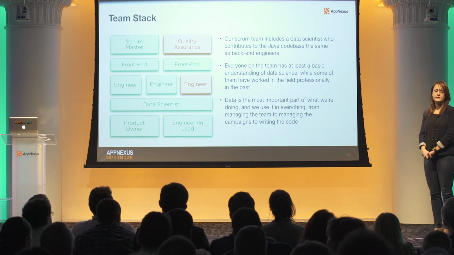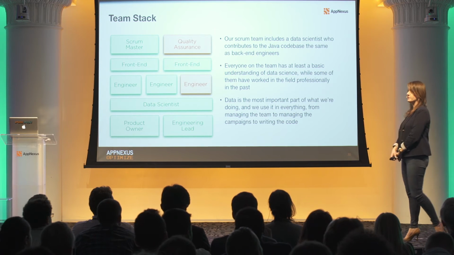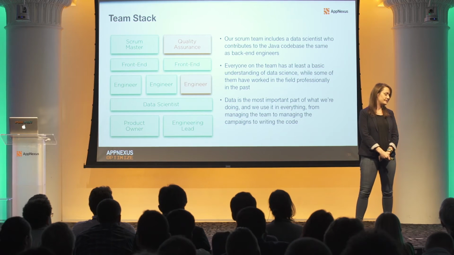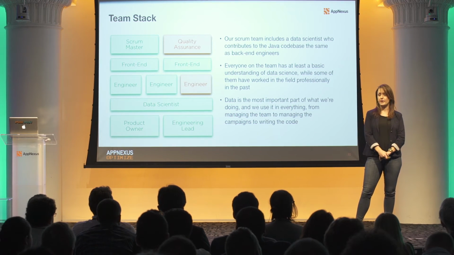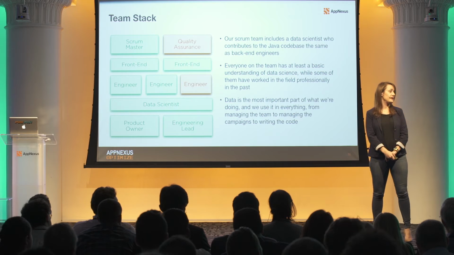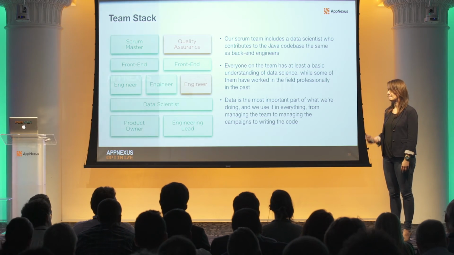Our data scientist goes to stand up on our team every morning, writes in Java, contributes code. I've found that by blending them together, the data scientists tend to get a little bit more engineering sensibility, think more in terms of how do I productionalize my discoveries, and the engineers get better at data science. So everybody kind of gets better together.